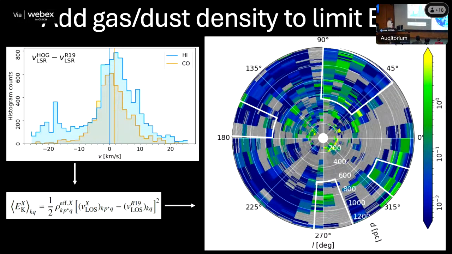So the bottom line here is you can then look at the difference between the line of sight velocity matched at a given place in the galaxy and the expected rotational velocity at the same point of the galaxy, make a histogram of it, subtract off the rotational motion, and make an estimate of the total kinetic energy density at a given location in the galaxy.